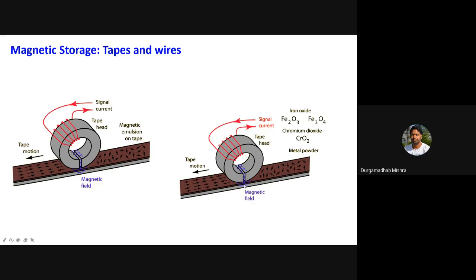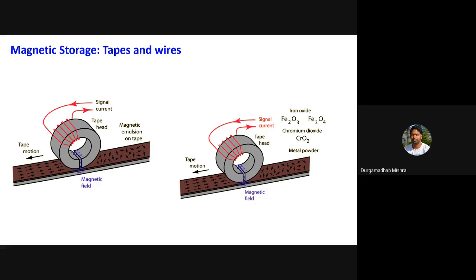Similarly, you can also read the same way. Now when you move the tape, as you saw before, there will be a change in the magnetic flux, and that will induce a current in your coil, and that you can amplify and read with your electronics. Then you can convert it into, say, a song, so you can play it.